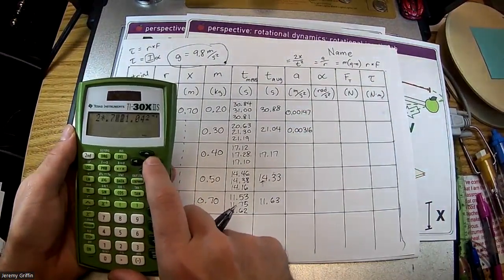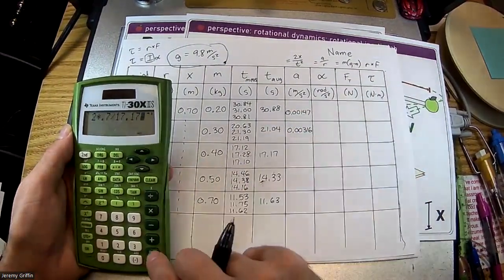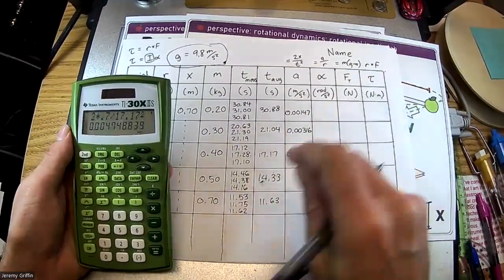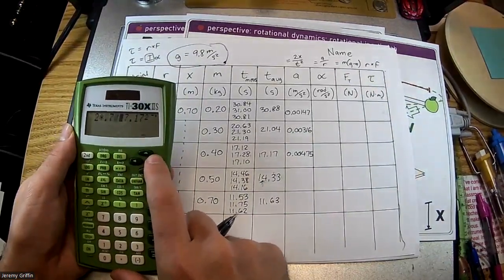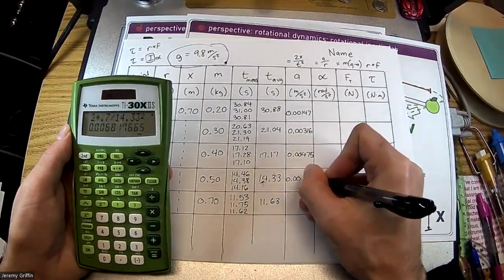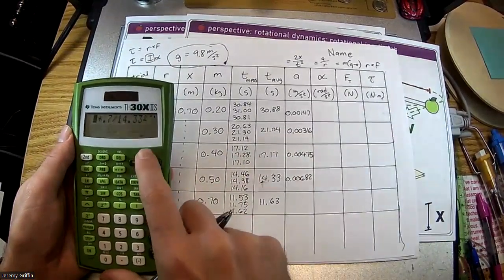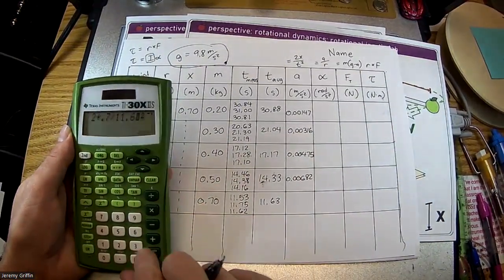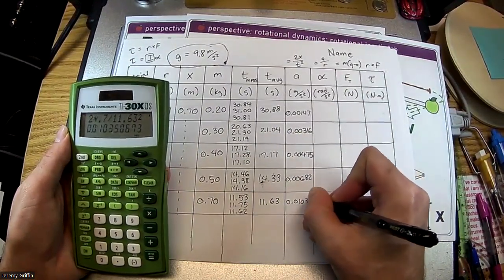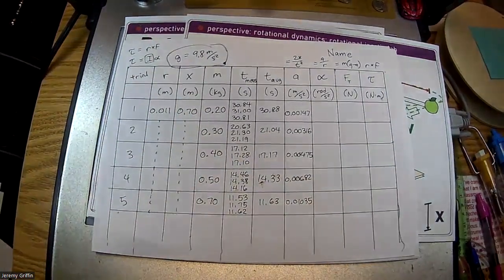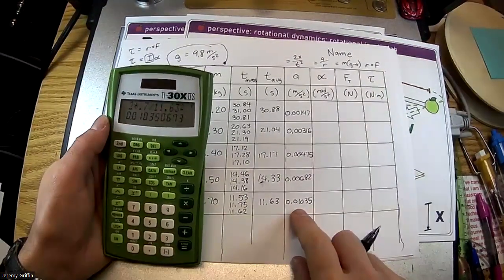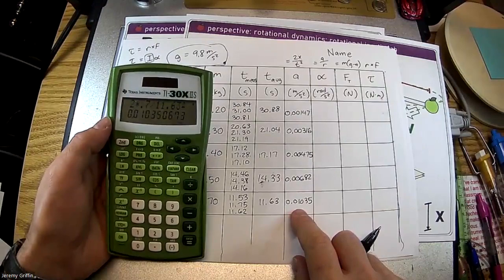Next, scroll up, scroll over, 17.17, being squared, 0.00475 meters per second squared. Next, scroll up, scroll over, 14.33, 0.00682 meters per second squared. And finally, scroll up, scroll over, 11.63. This is 0.01035 meters per second squared. What, 35? 0.01035 meters per second squared. Okay.